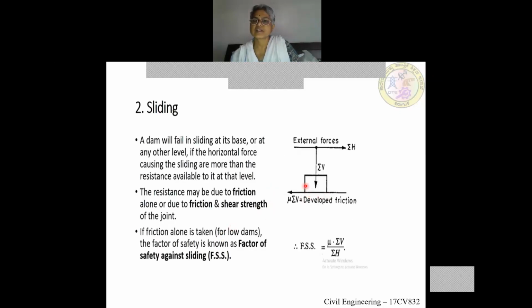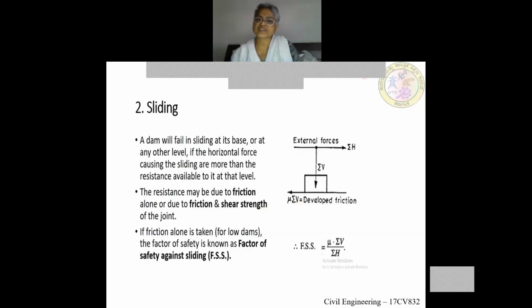So you can see here, if this is the dam section and this is the base of the dam section, friction force is developed in the opposite direction, whereas the external force is in this direction. That is, if this is the upstream side, water pressure is from left to right and friction is from right to left, and this is sigma V, the sum of all the vertical forces. The magnitude of the developed friction will be equal to mu into sigma V, where mu is the coefficient of friction of the material at the base.